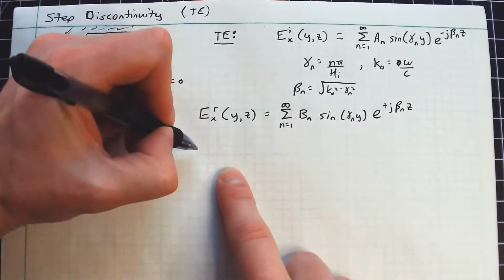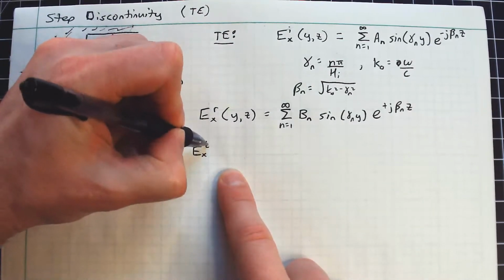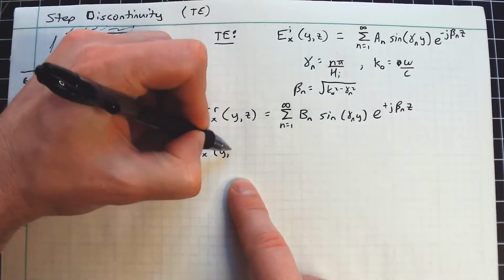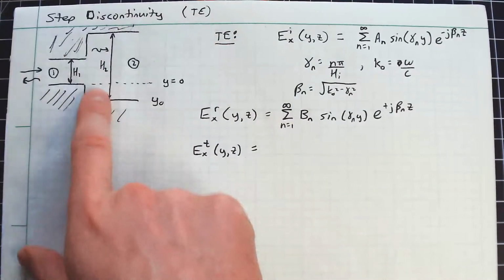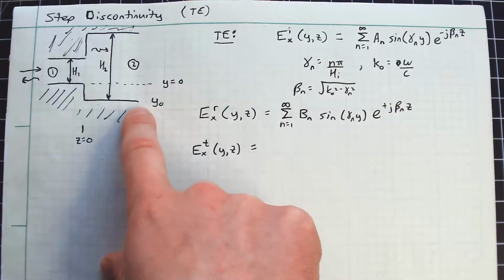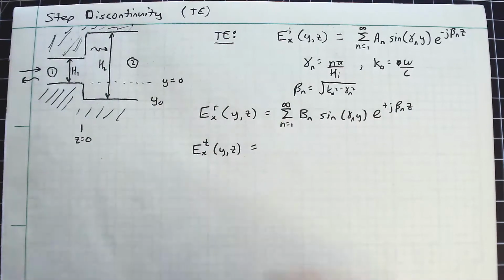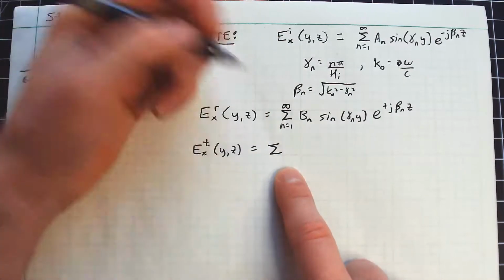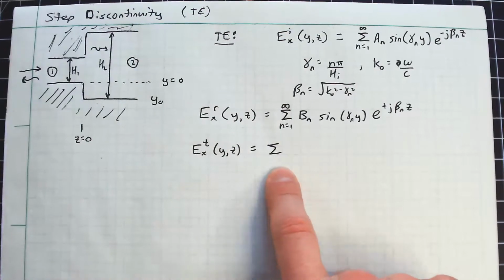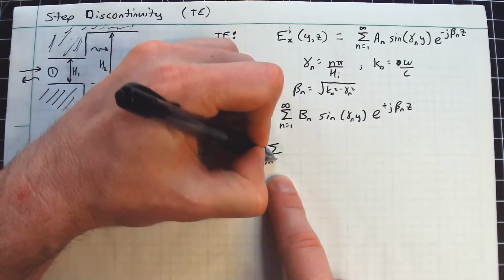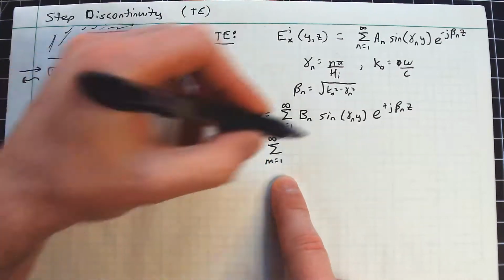So I'm going to write this as E sub x t for the transmitted field into the target region, let's say y comma z. And this is going to be a little different because we have a different height here, h2, and we have this offset. So we also have to account for that in our terms. So it's going to say the summation from, and I have to give this different letters because I don't want these indices to get confused with each other. So I'm going to call this m equals 1 to infinity.